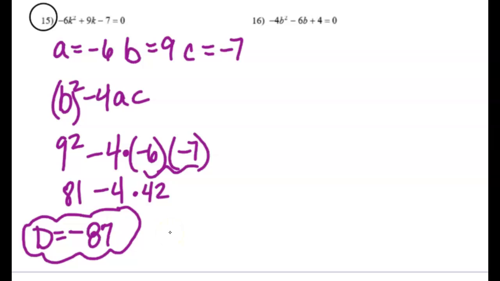So if I were doing this and it was under the radical, that would give me some i's, which means what kind of answer are we getting? Okay, no real. Or you could say two complex or imaginary.